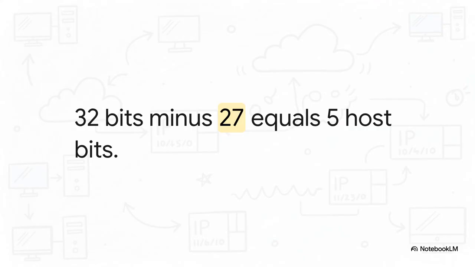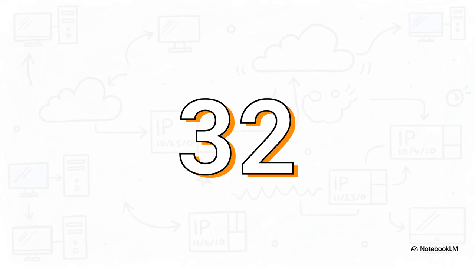Going back to our target network, we know it's a /27, right? So step 1, take our 32 total bits and subtract our subnet mask of 27. 32 minus 27 equals 5. Just like that, in a matter of seconds using basic math, we know we have 5 host bits. No binary needed.